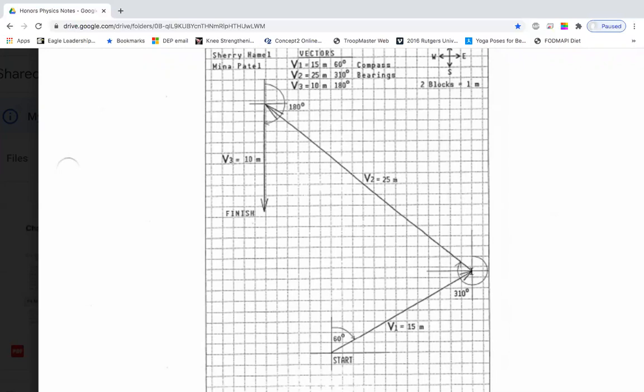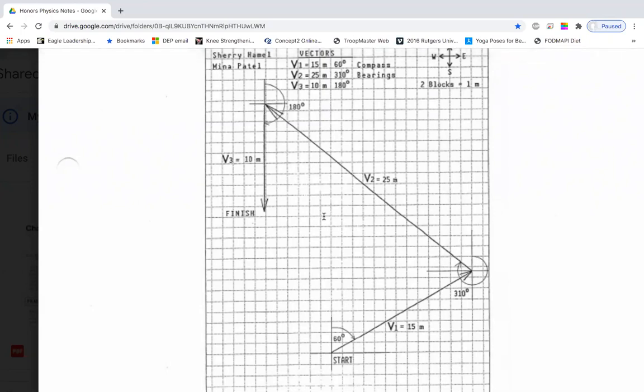Then I have to use the sheet of graph paper as a ruler and lay out the number of blocks to get out to here. So if I held my paper diagonally to use as a ruler, that would work out to be about 12.5 blocks. Okay, the last vector, 10 meters at 180. So there's the 180 degrees, and I'm just going to go straight down here, 10 meters.